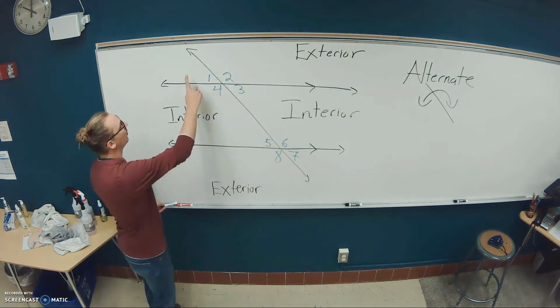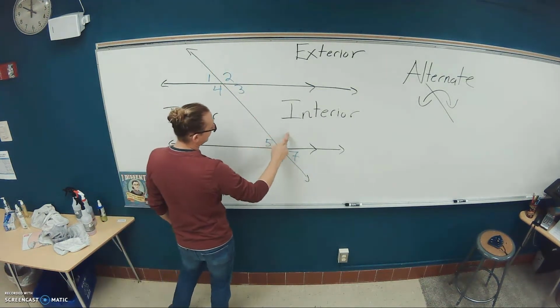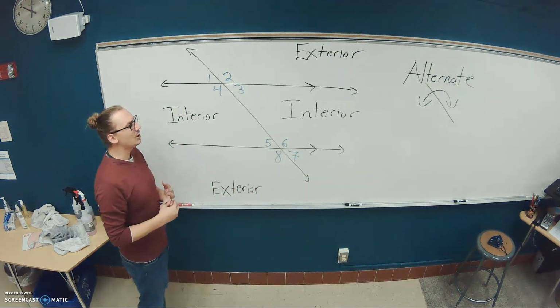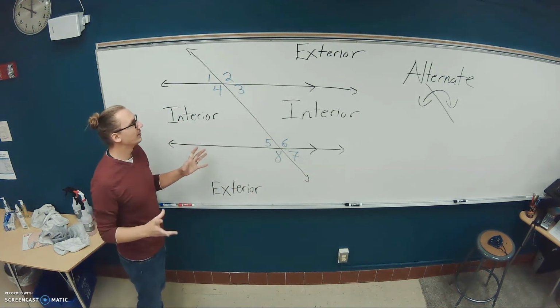So I've labeled them. 1, 2, 3, 4, 5, 6, 7, 8. Okay? I've also labeled some other things here that are going to be important.